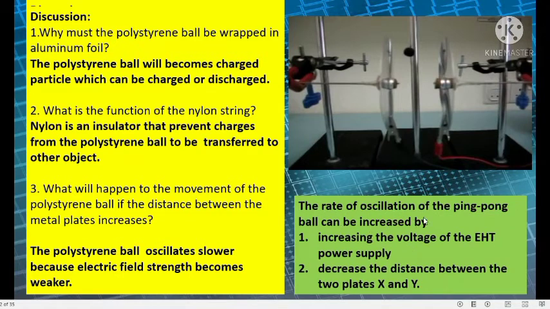Okay, the rate of oscillation of the ping pong ball can be increased by, actually this one is based on the formula E equals V divided by d, increasing the voltage of the EHT power supply or decreasing the distance between the two plates X and Y. So we can increase the rate of oscillation, or increase the strength of the electric field between the two plates.